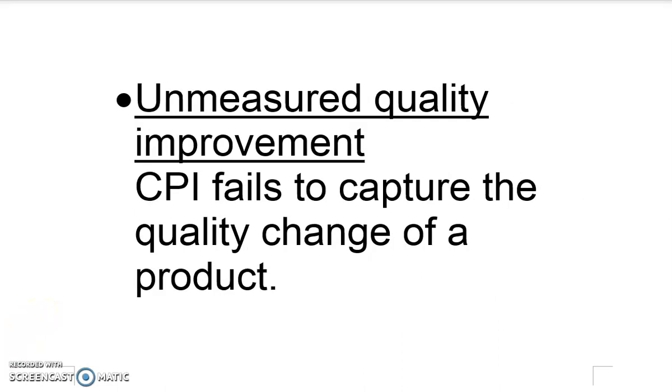The third problem is unmeasured quality improvement. The goods in the basket, their quality keeps changing. Most of them go up. However, CPI only measures the change of the price. It can't measure the quality change. So that is a problem too.